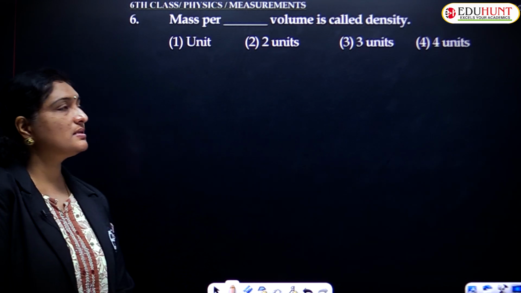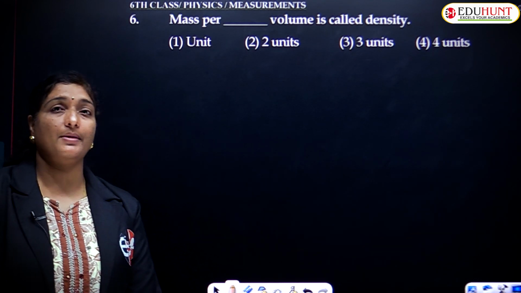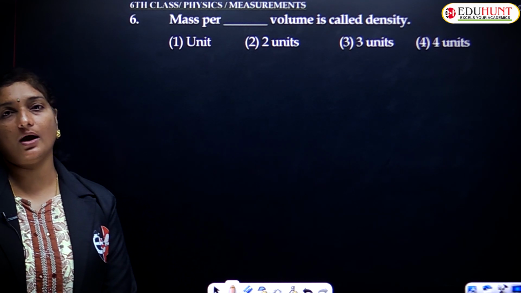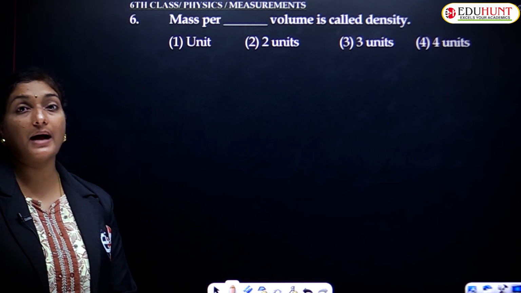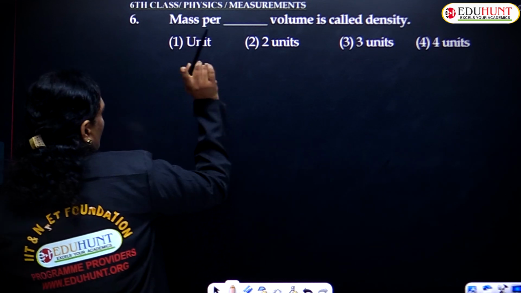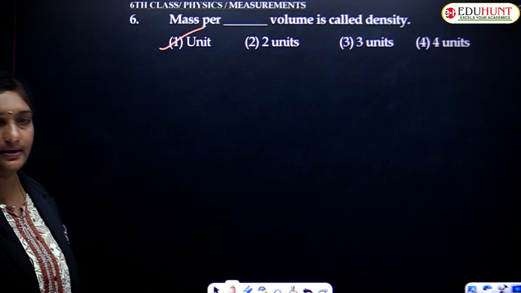Next. Mass per dash volume is called density. I repeated number of times. How do you define density? Mass per unit volume is called density. What is that? Mass per unit volume is called density. So how many units? 1 unit only, I told. So mass per unit volume is called density.